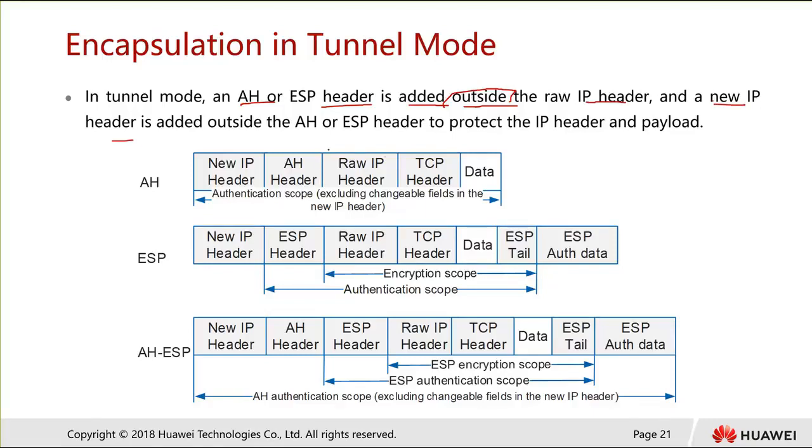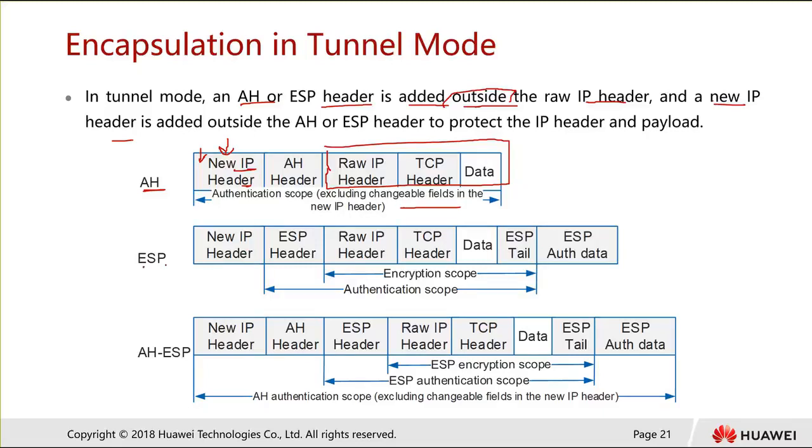So look at this case. Raw IP header basically means this is the original piece of information, and the new header is the one that's added outside, and this header is actually used for public routing. Especially when the packet wants to go through the internet, we have the public IP address of the source and the public IP address of the destination. And again, AH here means they only authenticate but no encryption.